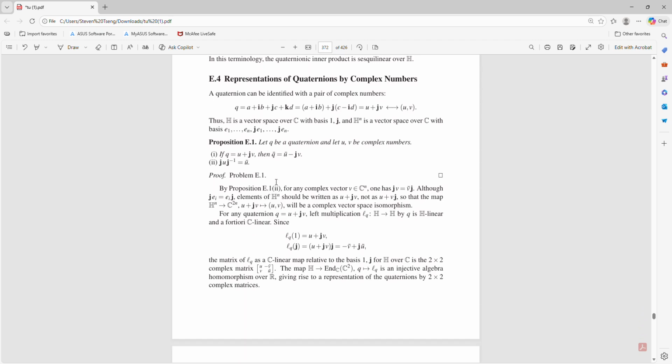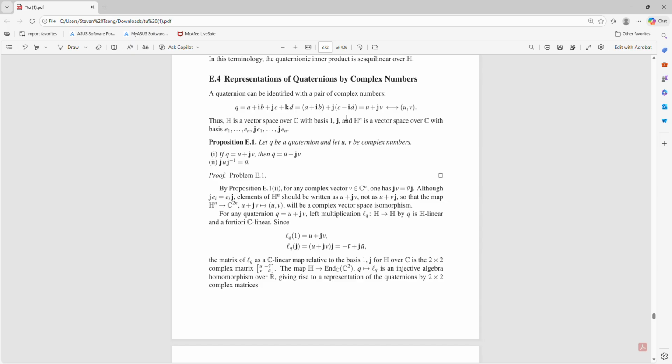Next, we will talk about how to use a complex number to represent the quaternion number. By the above discussion, we know that the quaternion number is in the form of A plus iB plus jC plus kD. And it is obvious that it can be written in this form.